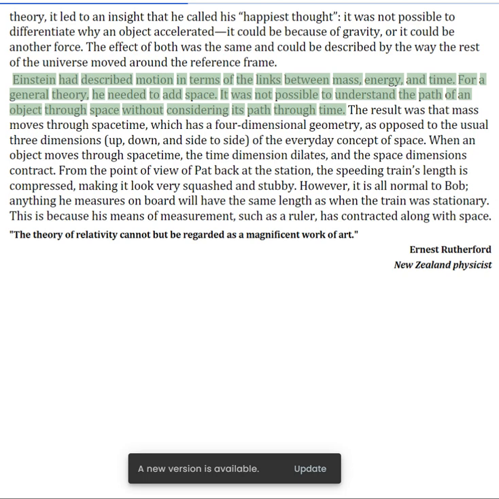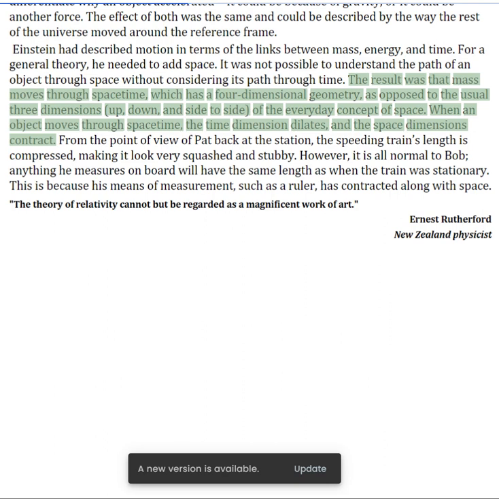Einstein had described motion in terms of the links between mass, energy, and time. For a general theory, he needed to add space. It was not possible to understand the path of an object through space without considering its path through time. The result was that mass moves through spacetime, which has a four-dimensional geometry, as opposed to the usual 3 dimensions of the everyday concept of space. When an object moves through spacetime, the time dimension dilates, and the space dimensions contract.